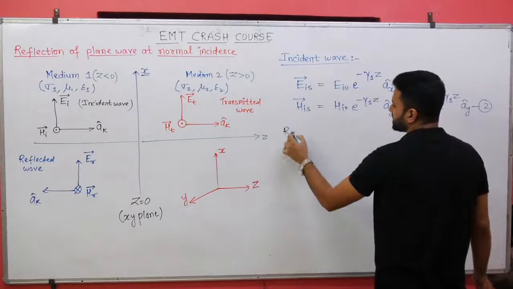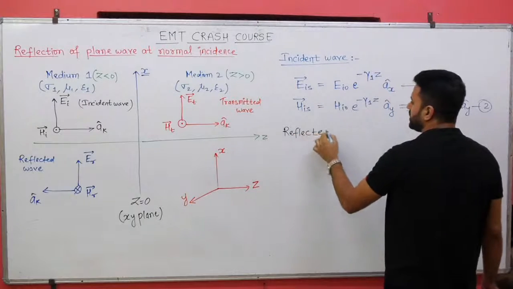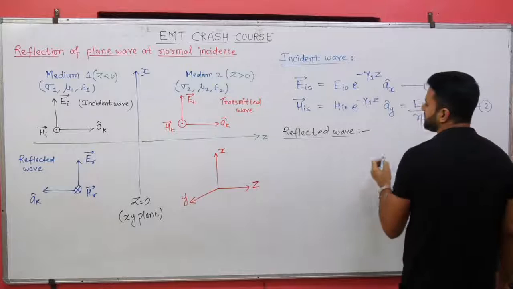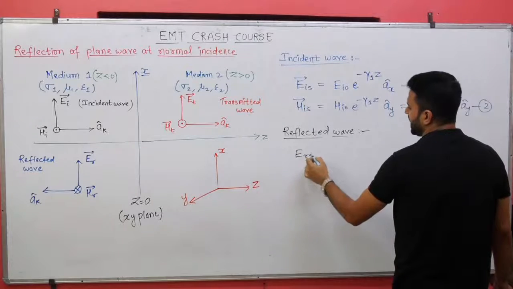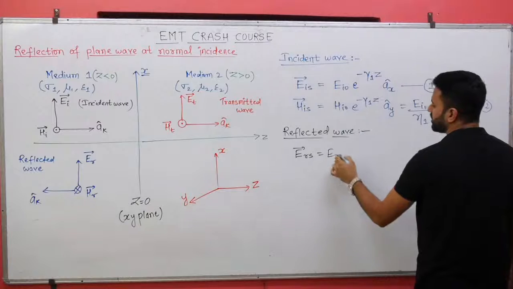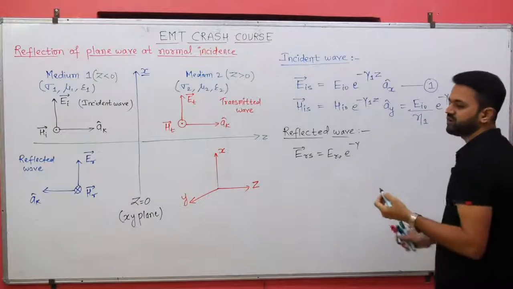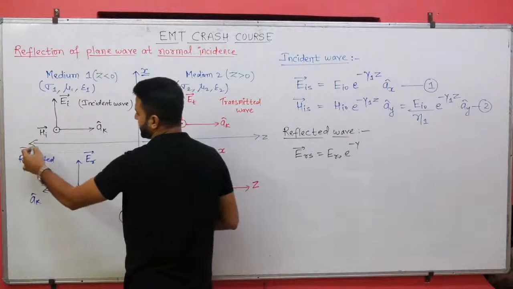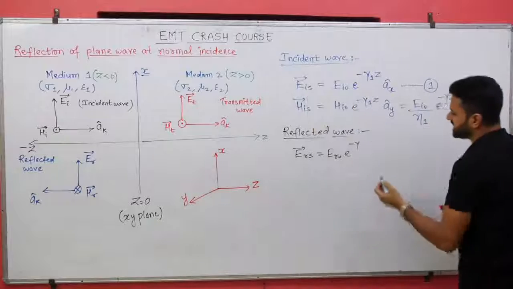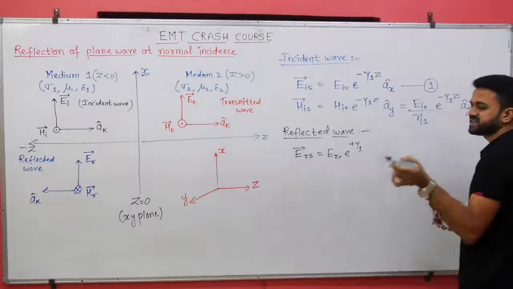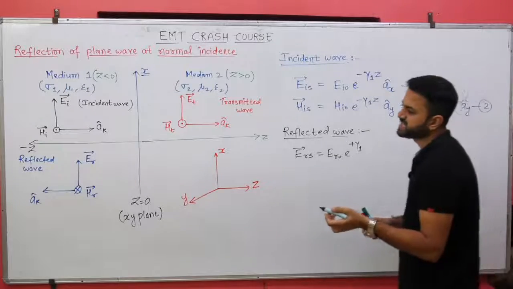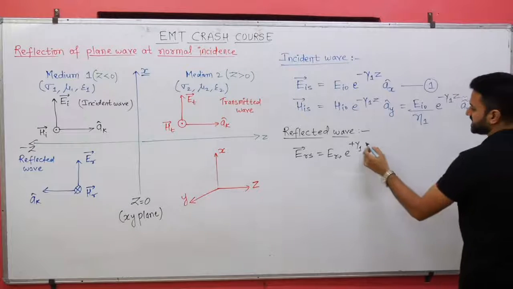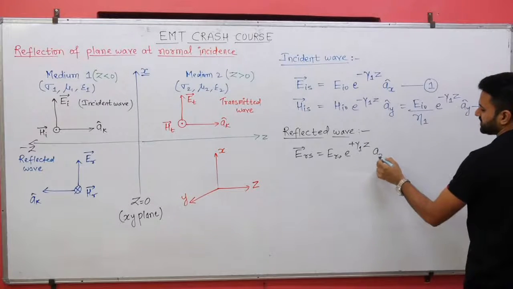Similarly, we will write it for the reflected wave. What is the expression of the electric field for the reflected wave? For the reflected wave, ERS is equal to ER0 e to the power minus or plus? Because the wave is now traveling in the negative z direction, we should write plus here, and it is traveling in medium 1 only. The incident wave and the reflected wave both travel in medium 1, so we write gamma 1 z, and the direction of the electric field is plus x.